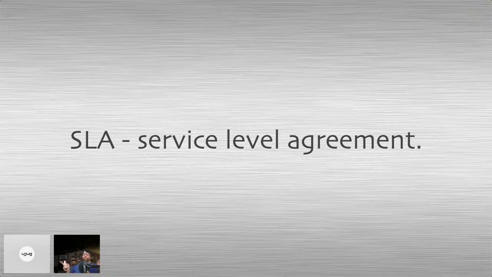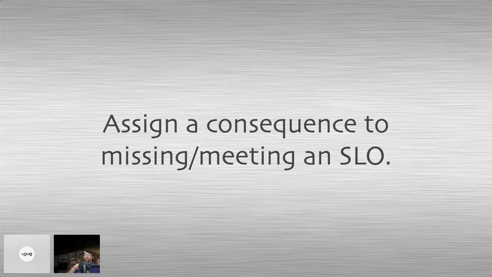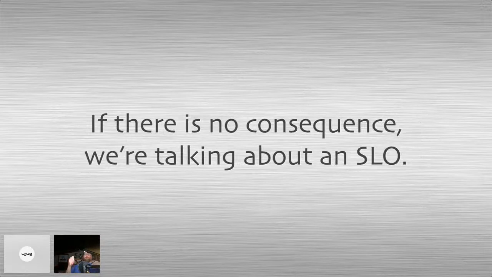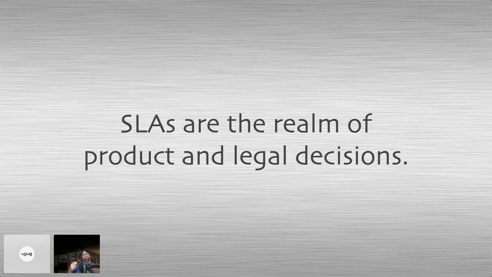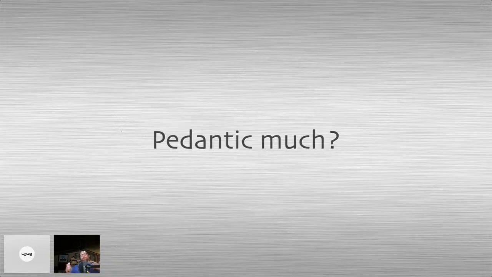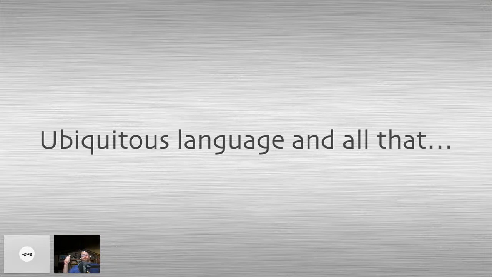From there, we might create a service level agreement. Now, the difference between an objective and an agreement here is the consequence. If there's no consequence, we have an SLO. As soon as we have a consequence, now we have an SLA. This is not a technical thing, by the way. This is contract law. So this always usually involves some kind of financial penalty. Maybe you owe me money or I owe you free service. If there's no consequence, it's an SLO. Again, this is a product decision. This is a legal decision. This is not a technical decision. Many of us use these terms interchangeably. They're not. I do realize that's very pedantic, but ubiquitous language.